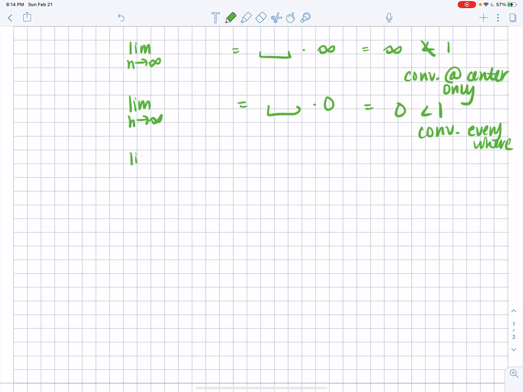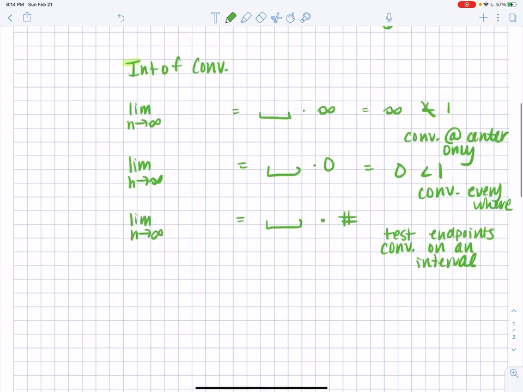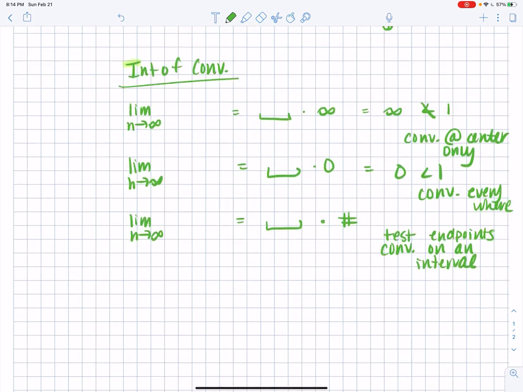If your limit as n approaches infinity gives you something times a number, then you're going to have to test endpoints, and it's going to converge on an interval. Probably pretty important that you write that down. Okay? That's where I'll stop.